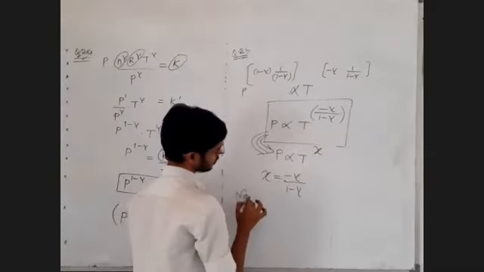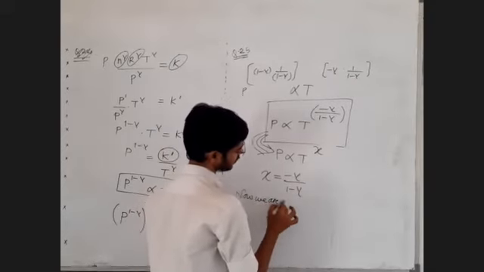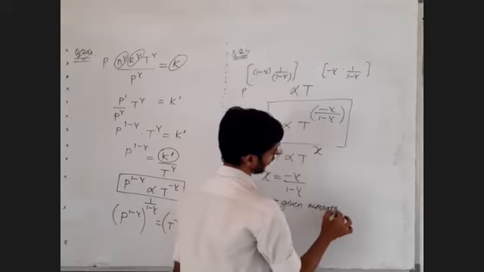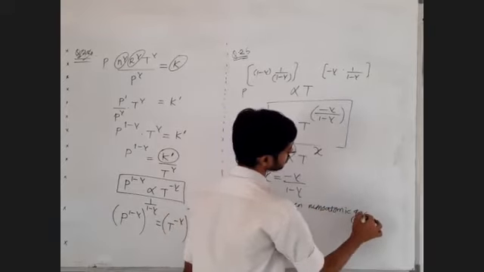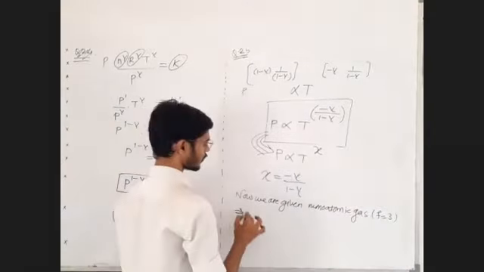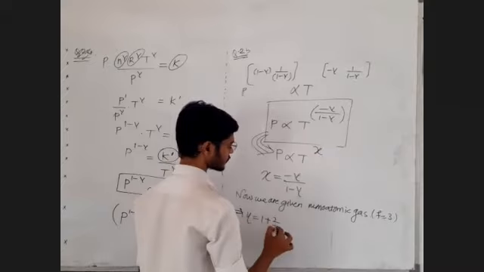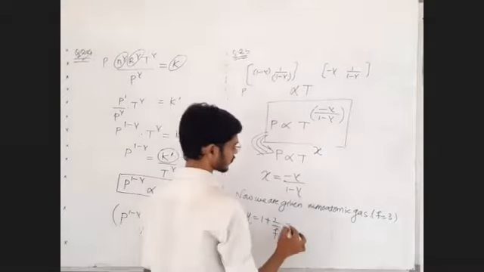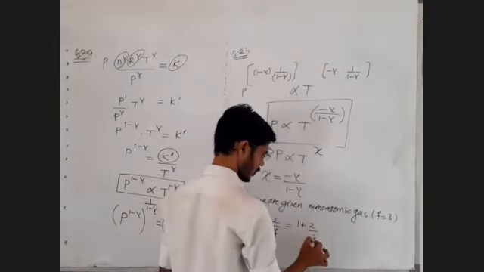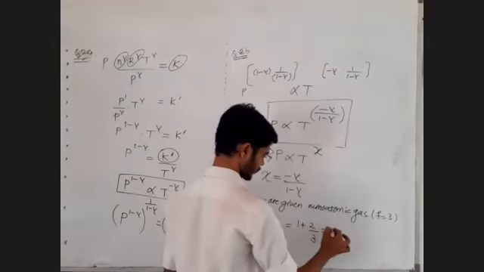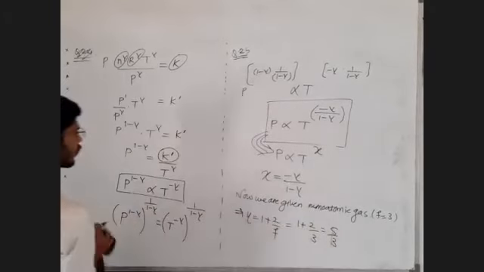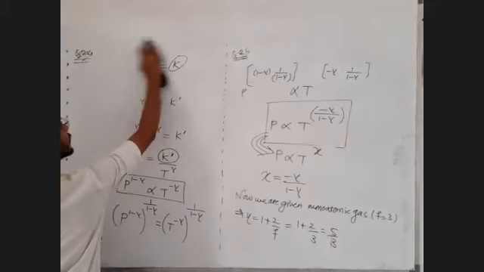Next, now we are given a monoatomic gas, wherein degrees of freedom are equal to 3. We know gamma is equal to 1 plus 2 by F. All of us certainly know this. Gamma equal to 1 plus 2 by F. So 1 plus 2 upon 3, that will be equal to 3 plus 2 is 5 upon 3. Now put the value of gamma in the equation.